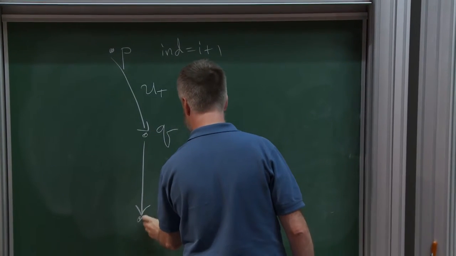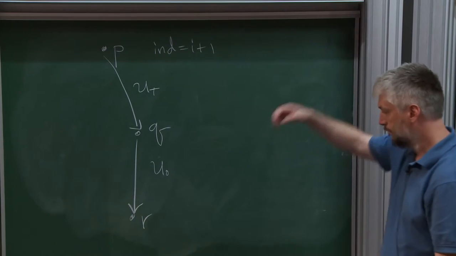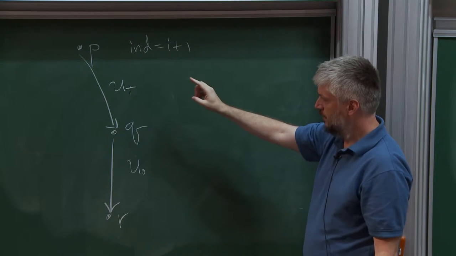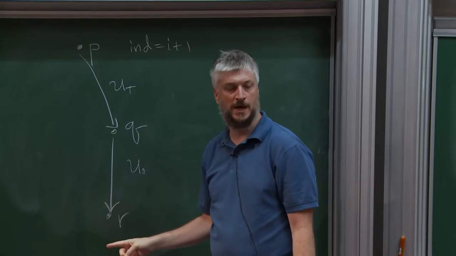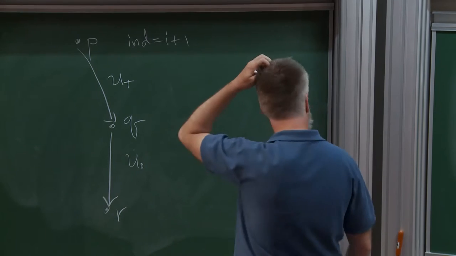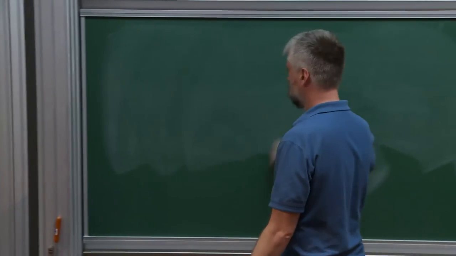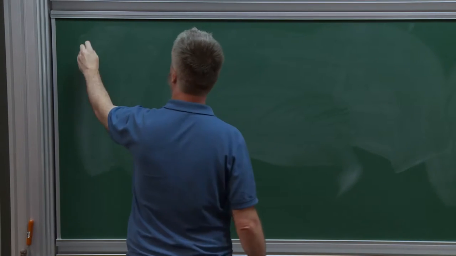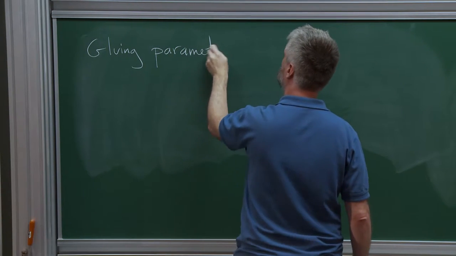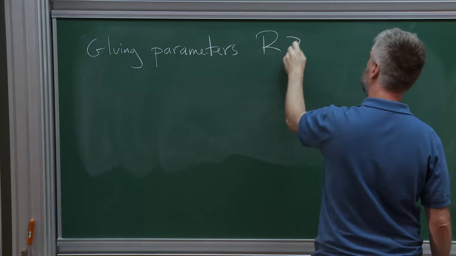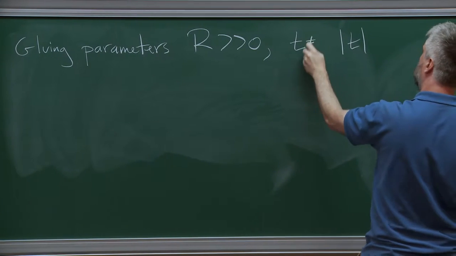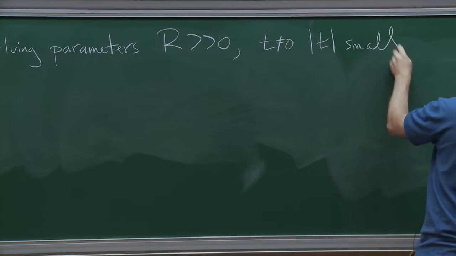Then we have a configuration like this. At time zero, then I could say, so we expect that this can be glued to an actual flow line from P to R for t small, maybe positive, maybe negative. So you want to analyze when that can happen. So in the last time, we wrote down the equations for this. So we have gluing parameters R, which is very large, and t, where t is non-zero, but its absolute value is small.